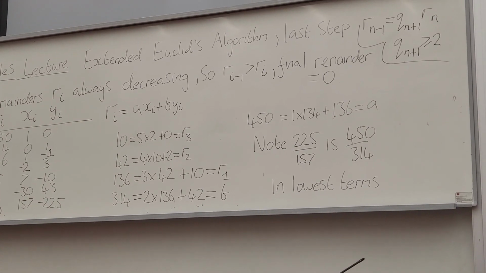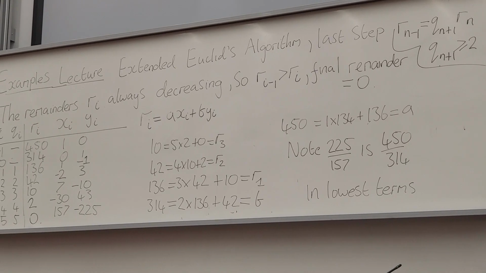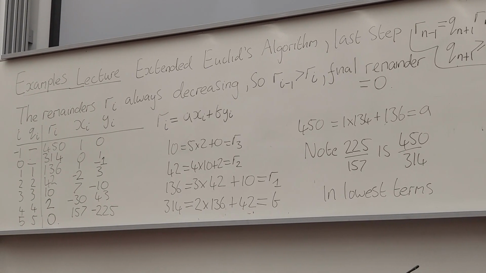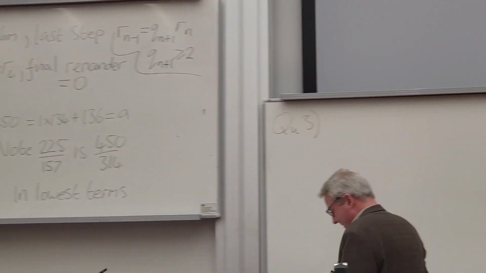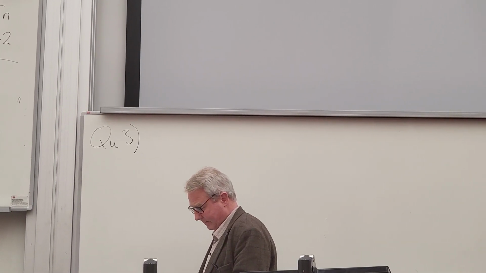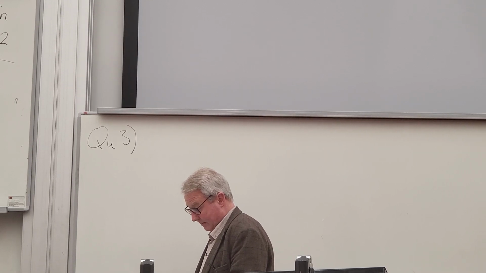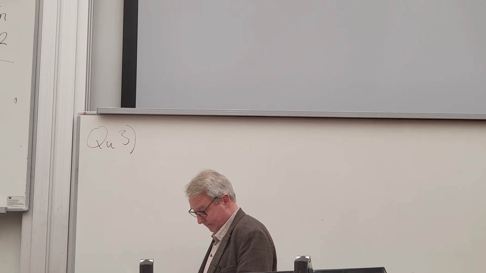So how many 136s in 314, two of them. So 2 times that from that leaves 42. So now we have 0 minus 2 times 1, which is minus 2. 1 minus 2 times minus 1, which is 1 plus 2, which is 3. And so if we carry on in that fashion, we get 7 minus 10, minus 30, 43, 157, minus 225.